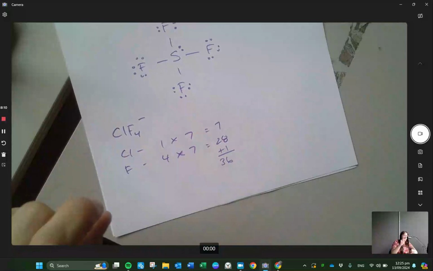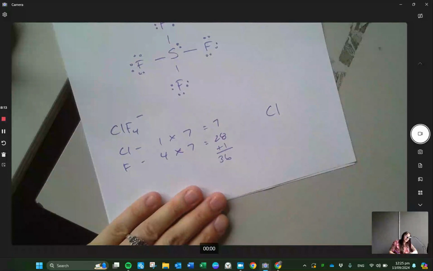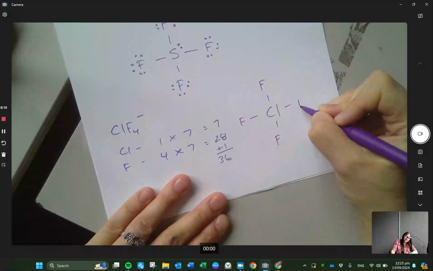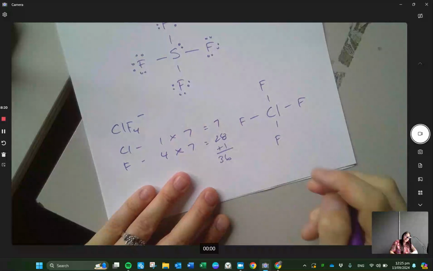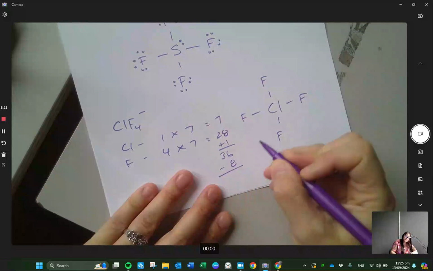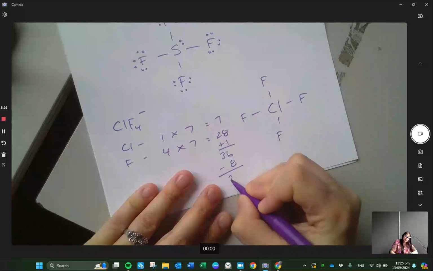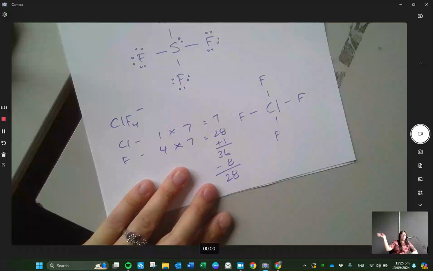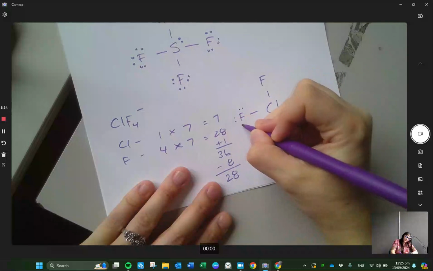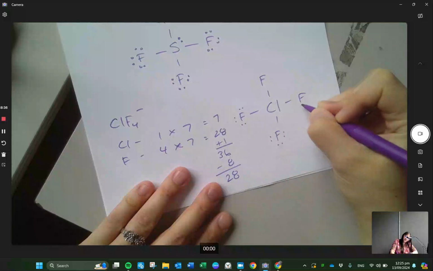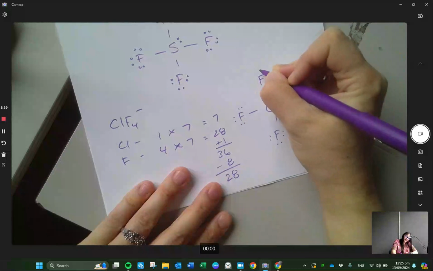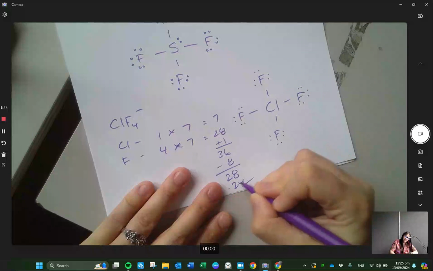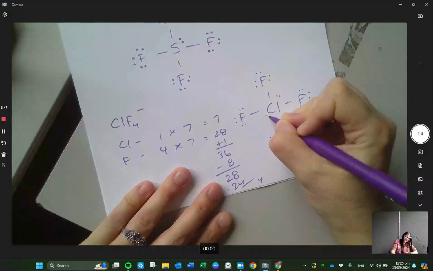Because of the repetitiveness, chlorine's going to be in the center. I assume everyone has a single bond. So 1, 2, 3, 4. That has used up 2, 4, 6, 8 electrons. So now I'm down to 28, I want to say. Yes. And then going from the outside in, 1, 2, 3, 4, 5, 6, 7, 8, 9, 10, 11, 12, 13, 14, 15, 16, 17, 18, 19, 20, 21, 22, 23, 24. So I've used up 24. Now I'm down to 4 more. So 1, 2, 3, 4.